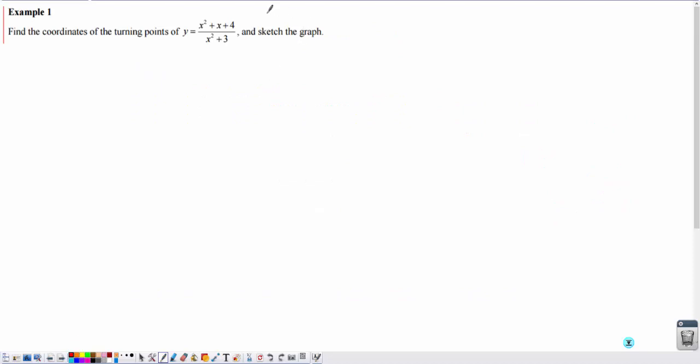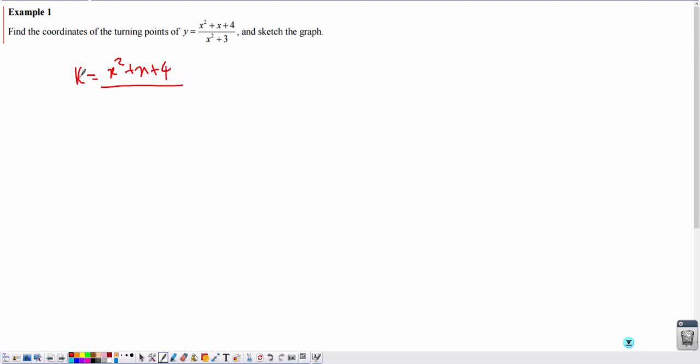So example 1: we want to find the coordinates of the turning points of y equals (x squared plus x plus 4) over (x squared plus 3), and then we want to sketch the graph. So let's do the turning points first. To do this, we make it equal to k. So k is equal to (x squared plus x plus 4) over (x squared plus 3). You don't need to use k, by the way. You can use any letter if you want to.